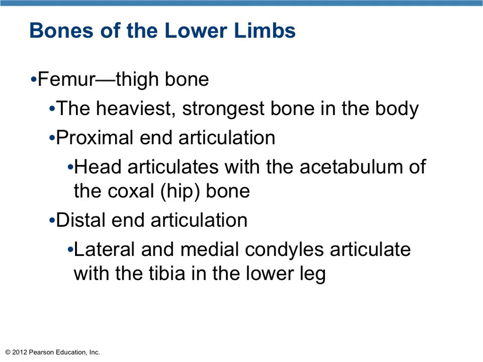Moving on to the bones you find in legs. So the femur is the bone that makes up your thigh bone. It's the heaviest and strongest bone in the body. It has a tremendous amount of strength. The proximal end articulates again with the acetabulum of the coxal or the hip bone. And at the distal end, there are lateral and medial condyles that articulate with the tibia, which is the weight-bearing bone in the lower leg.